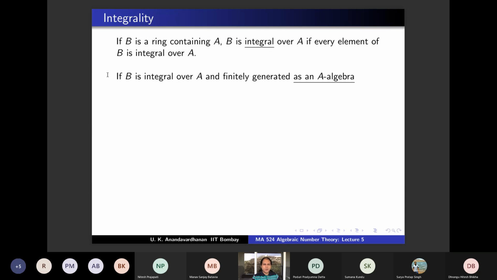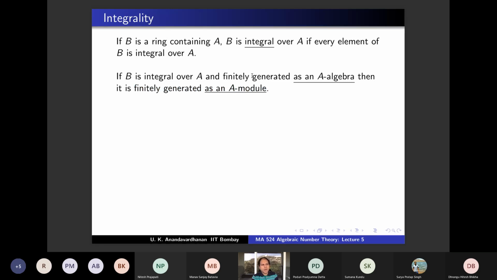So suppose B is integral over A and it is finitely generated. B contains A, so B is an A algebra. And suppose it is finitely generated as an A algebra, then we are claiming, because of the integrality, this is an important result. It's easy but important, that it is finitely generated as an A module. Okay, you see the difference, no?